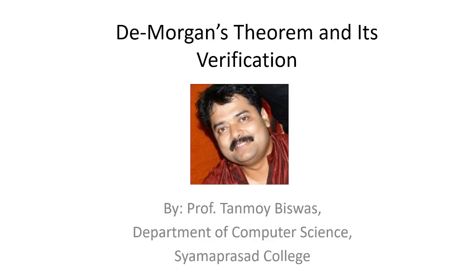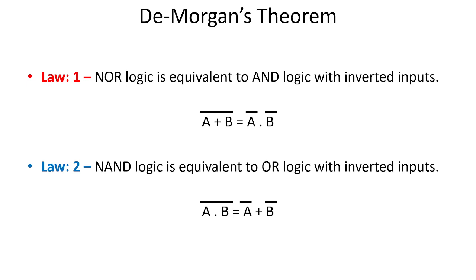Dear viewers, let us today have a discussion about De Morgan's theorem and its verification. As per De Morgan's theorem, there are basically two laws. One is, in simpler terms, that NOR logic is equivalent to AND logic with inverted inputs, that means a bubbled AND gate. The other is NAND logic, which is equivalent to OR logic with inverted inputs.